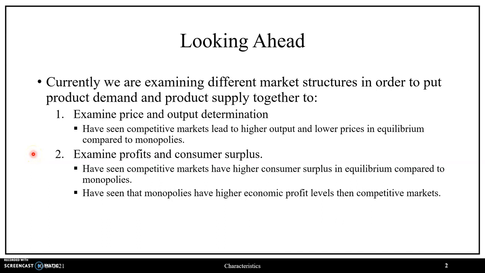Our second objective will be to examine profits and consumer surplus, where we've seen that the competitive market structure leads to a higher amount of consumer surplus in equilibrium compared to that of the monopoly market structure, but we've seen that the monopoly market structure leads to a higher amount of economic profits in equilibrium compared to that of the competitive market structure. And lastly, we seek to examine the role for government intervention: given a particular market structure, how does its price and output level look in equilibrium, as well as the amount of consumer surplus and firm profit levels, and is there any need to change any of those variables?